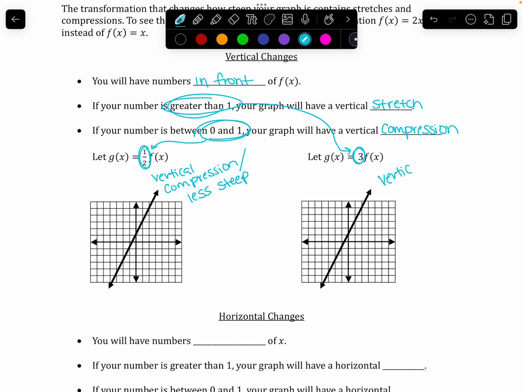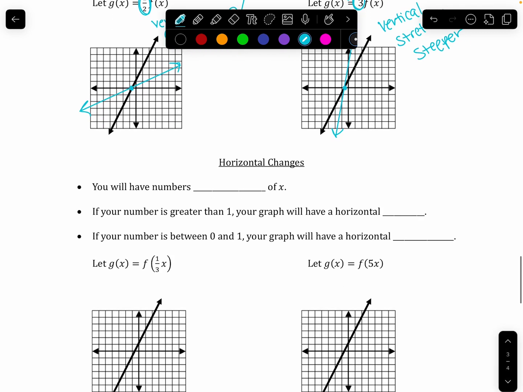So this is going to be a vertical stretch. This is also you getting steeper. Now, both of these graphs did not change their x-intercept because your number is in front of f of x, just like when we did our x-axis reflection, the negative was in front of f of x, and so our x-intercept doesn't change. So this is going to be getting steeper over here. I'm not going to make it perfect. And this one over here, it got less steep. Okay, the x-intercept did not change.